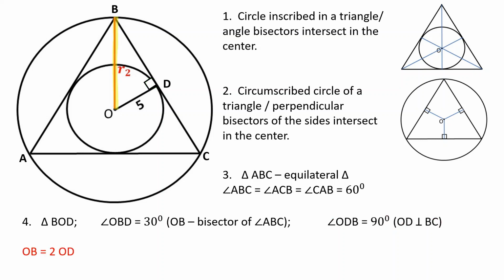The hypotenuse is equal to twice the length of the side across from the 30-degree angle. Therefore, OB is equal to 2 times OD, which is 10. And this is our answer.